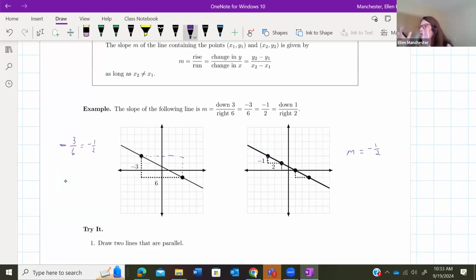So again, don't worry about the up or down, right or left. Just count how many steps the rise, how many steps the run, put it as a ratio, and then look at your line. If your line is negative, it's going to go downhill. If it's positive, it's going to go uphill.